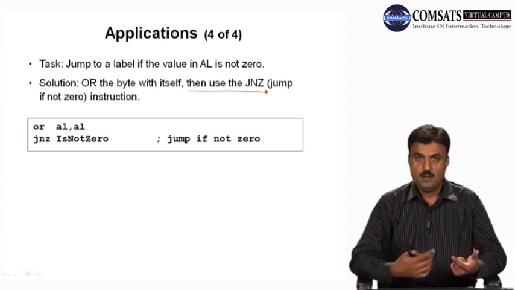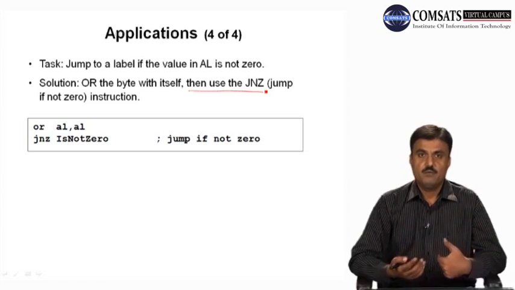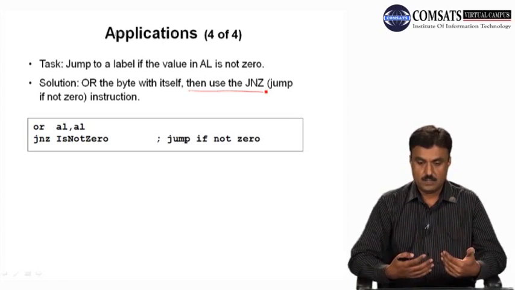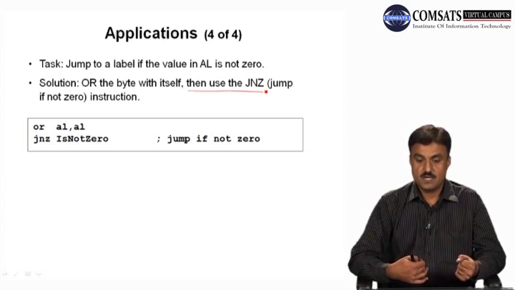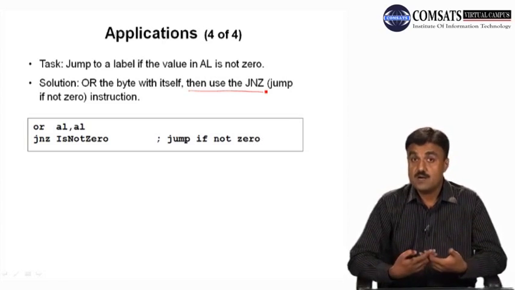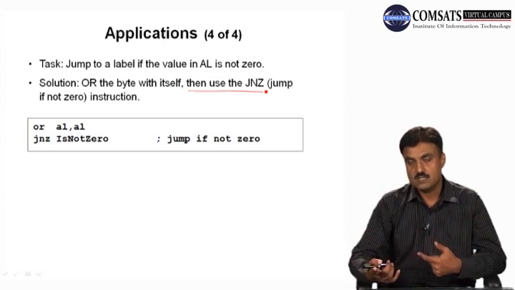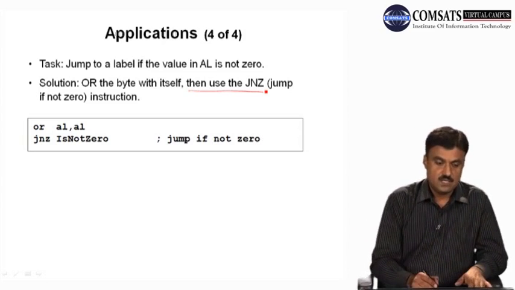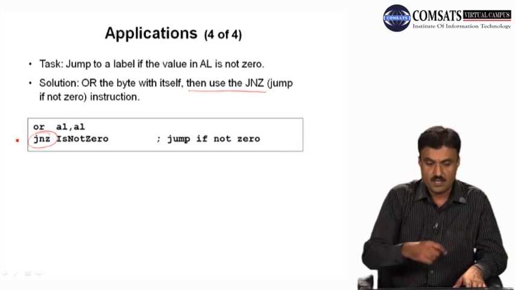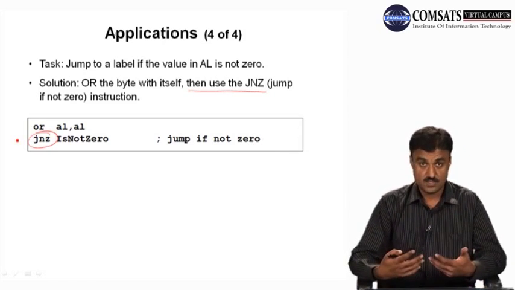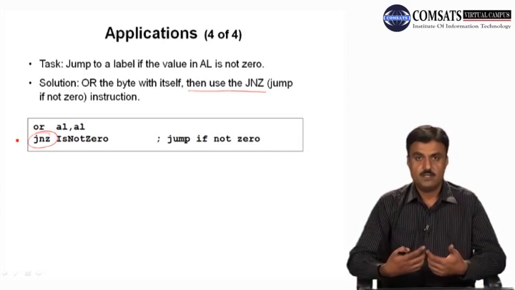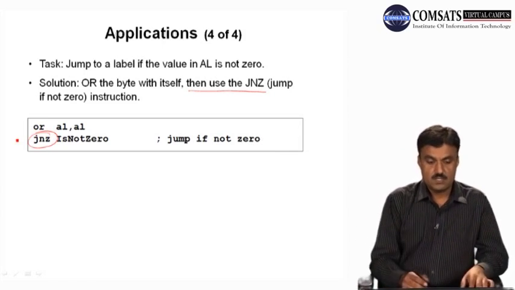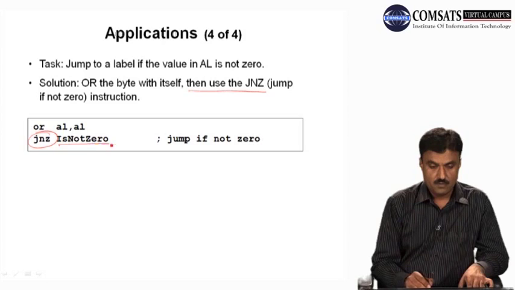Actually, NZ, not 0, means we perform this jump if the 0 flag is not set, if the result is not 0. In the previous example you saw, if the result is 0, or this 0 flag is set, then it performs the jump. This JNZ, we will also discuss in the next lecture. All these jump instructions we'll discuss in more detail in lecture number 18.